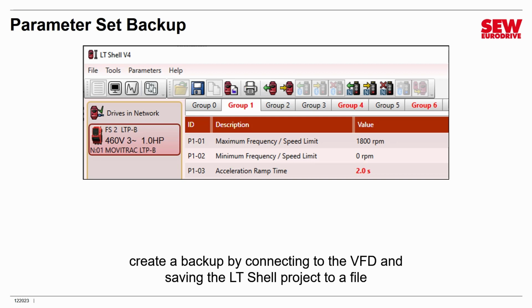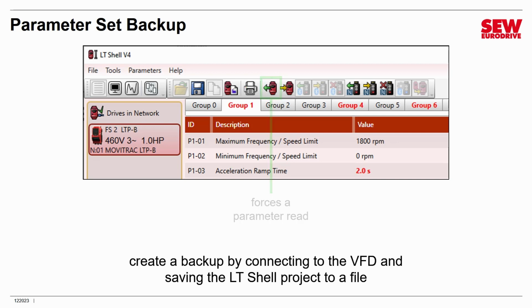Now, what if you're not absolutely positive that the parameters in your LT Shell project are current with what's in the VFD? Well, if you're insecure about this, it's not a problem. You can force LT Shell to read the VFD and load the parameters into the project. You do it with this button right here, which has the green arrow pointing out of the VFD. So give that a click. Wait for the 10 seconds or so that it takes to read the parameters, and then you can be absolutely sure what's in the project reflects what's in the VFD.